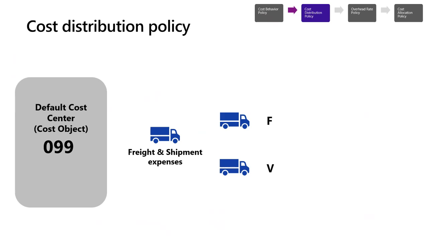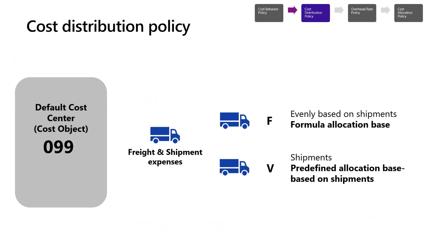We want to distribute freight and shipments expenses based on different allocation bases. Fixed and variable costs will be distributed using a defined allocation base. The shipment fixed cost is to be distributed equally, evenly based on shipments, which is a formula allocation base. And the shipment variable cost is to be distributed using shipments, which is a predefined allocation base.